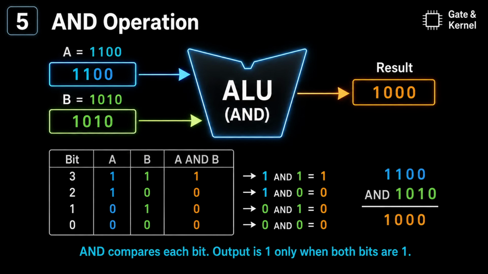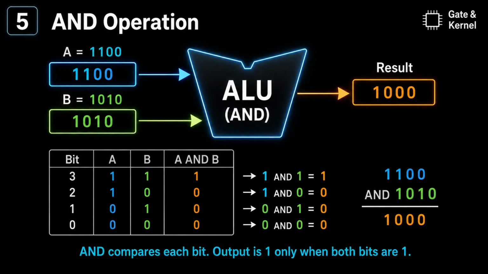Let us start with AND. For 1 bit, AND produces 1 only when both inputs are 1. 0 and 0 gives 0. 0 and 1 gives 0. 1 and 0 gives 0. 1 and 1 gives 1.